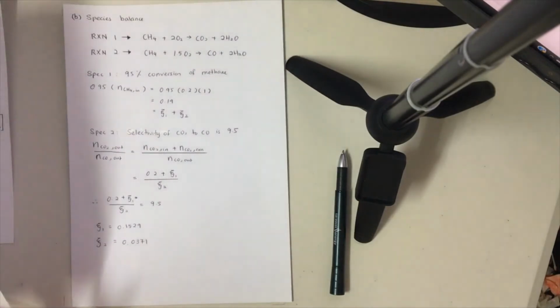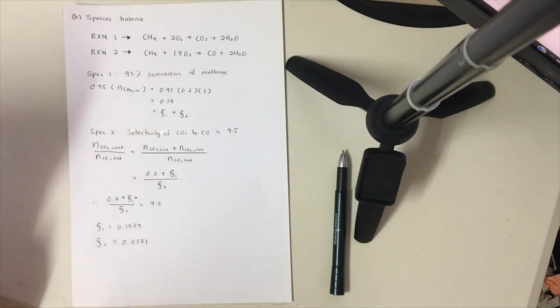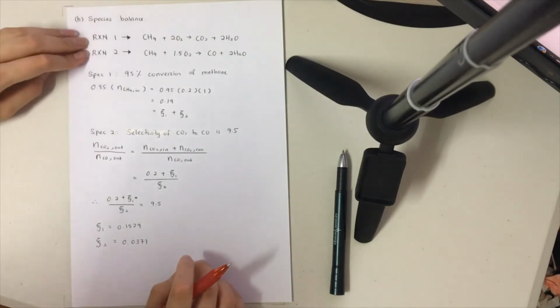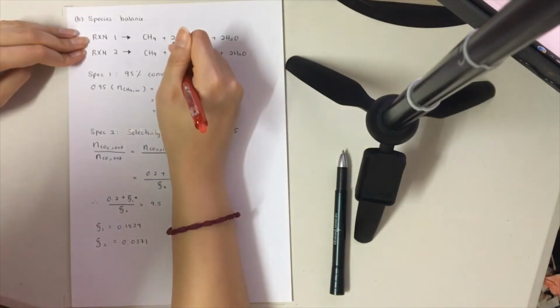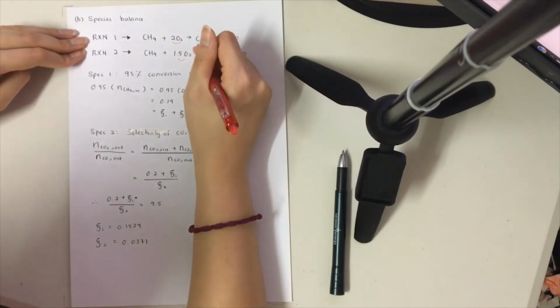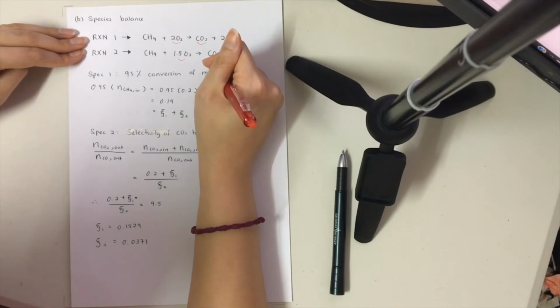For part B, species balance, we will now have to look at the reaction equation. So we have 2 reactions. One is a complete combustion, one is an incomplete combustion. The complete combustion produces CO2 while the incomplete combustion produces CO.